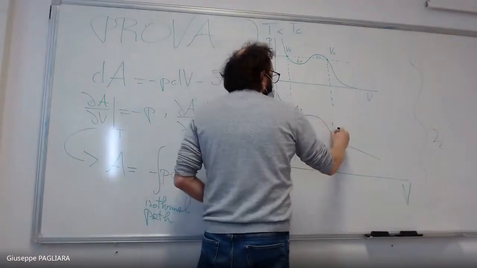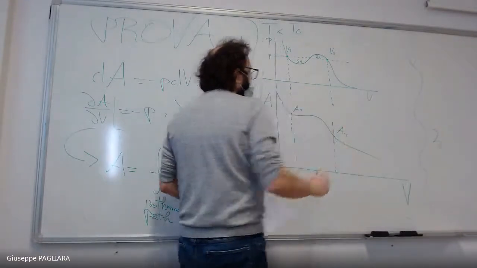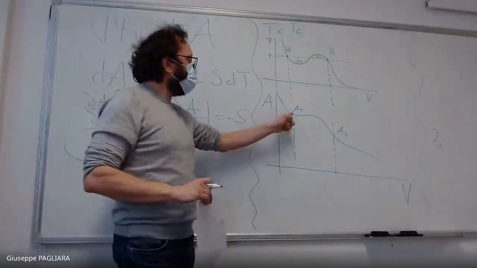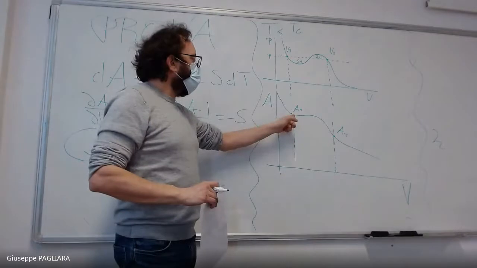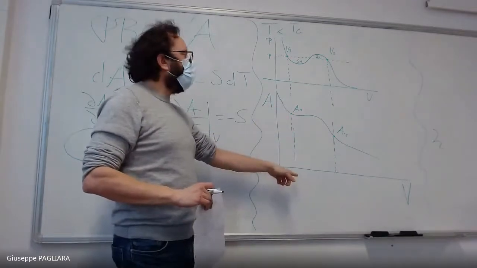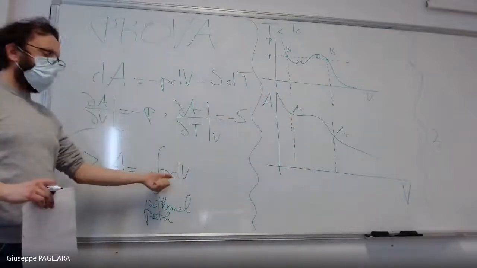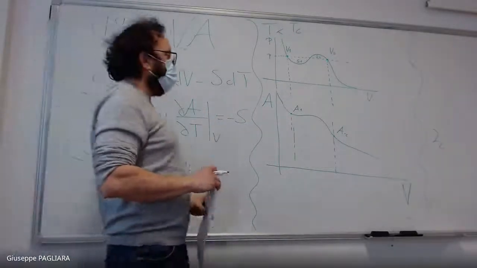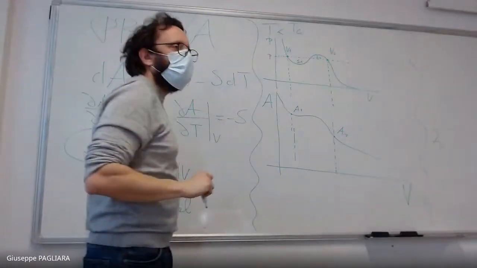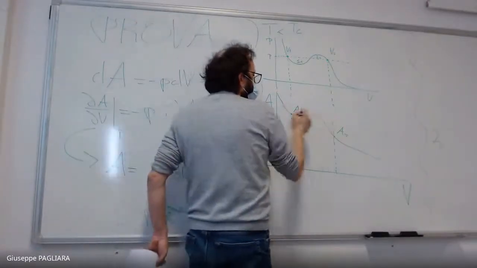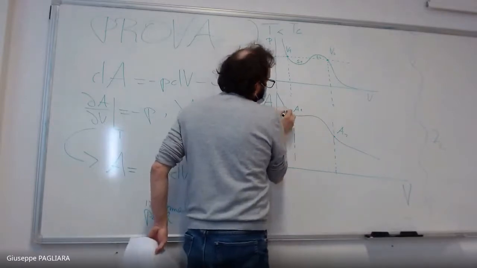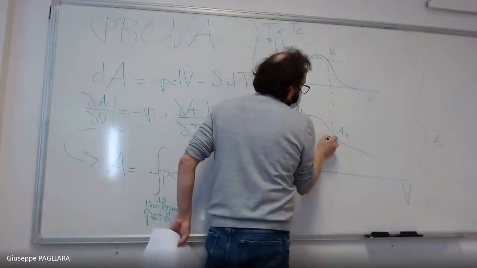Now, what happens here in these points A1 and A2 is actually the following. Nothing serious, but for the fact that the tangent of this curve, which is the derivative of A with respect to the volume, is the pressure. Okay? And consider that in V1 and V2 we have the same pressure, which means that in A1 and A2 we have the same tangent.